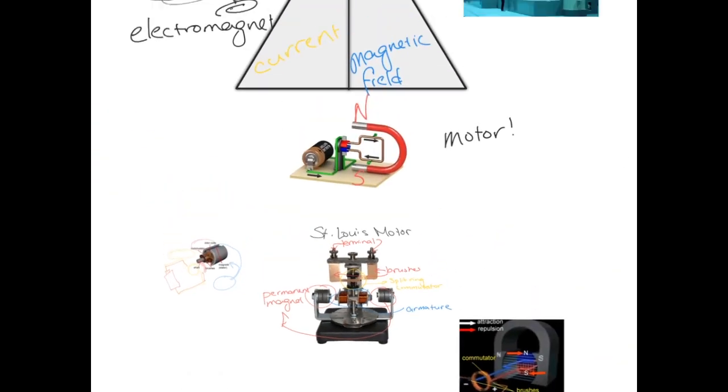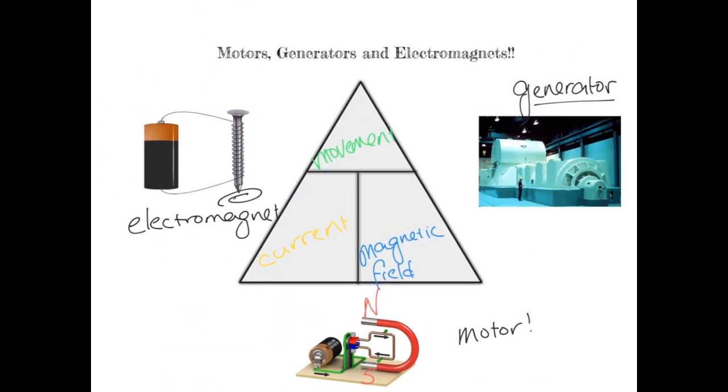Alright, so let's go back and summarize everything that we learned. Okay, so let's start with our electromagnet. Our electromagnet is actually touching these 2 sections. So if you have current, which is the movement of electrons, you will generate a magnetic field. This is a really important concept for both motors and generators.